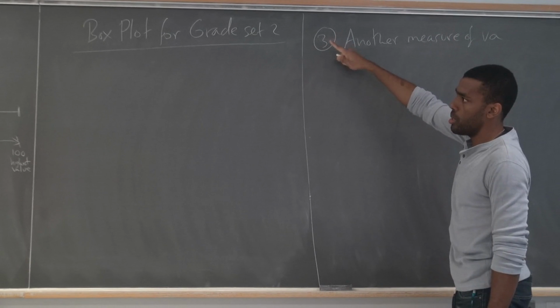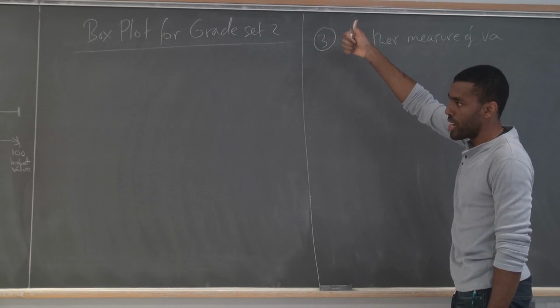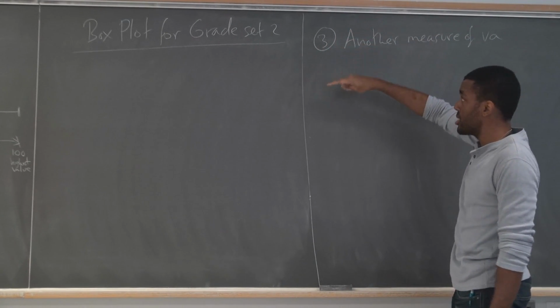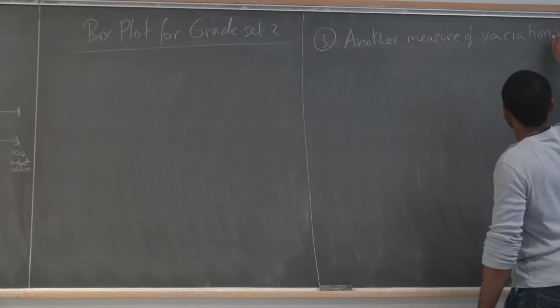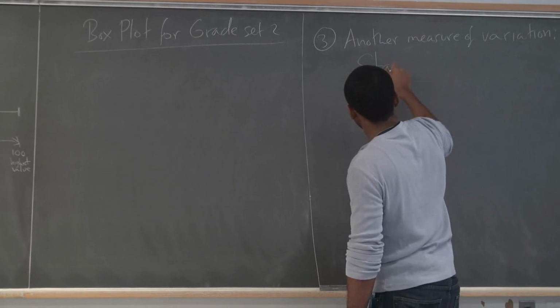So quartile should have been labeled 2. We started with 1, which was the range, but it wasn't good enough, so we invented quartiles. Now we're talking about the third measure of variation, which is called the standard deviation.